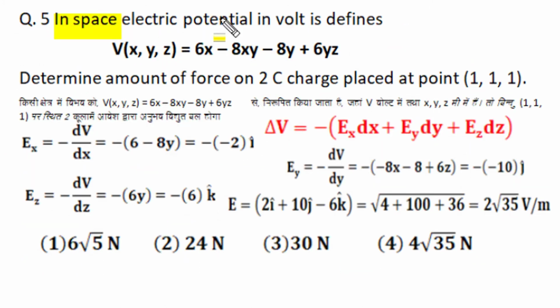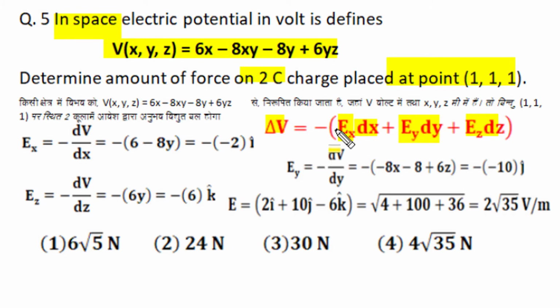In space, the electric potential in terms of xyz coordinates is defined as 6x minus 8xy minus 8y plus 6yz. If xyz are in meters, then potential is in volts. Now we have to find the amount of force on a 2 coulomb charge placed at coordinate (1, 1, 1). So we know the potential difference by the x component of electric field is contributed only when displacement is in the x direction. Similarly, the y component of electric field contributes potential difference with respect to y displacement, and the z component contributes potential difference only when displacement is along the z direction.